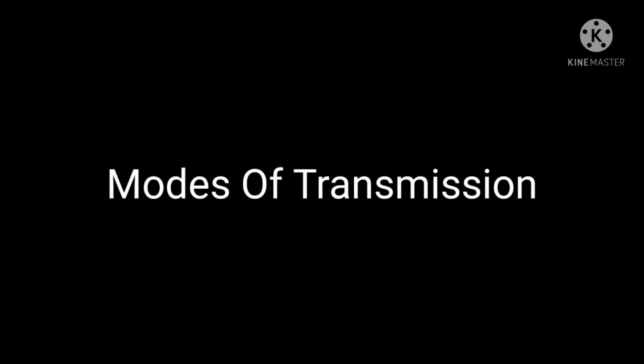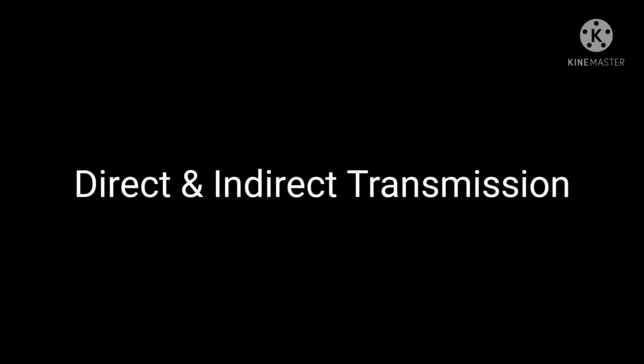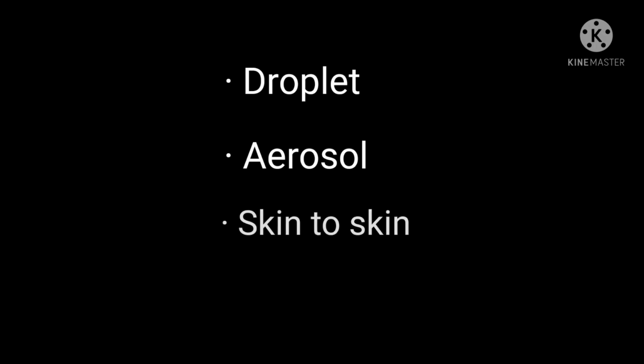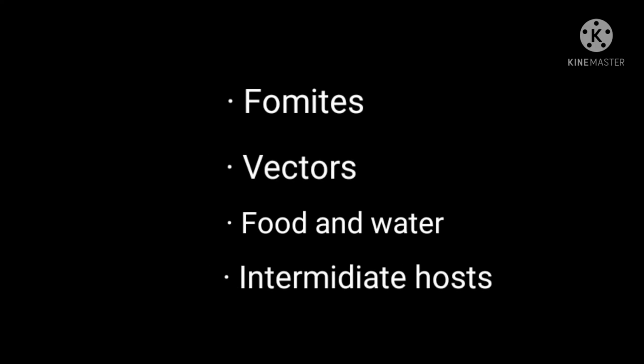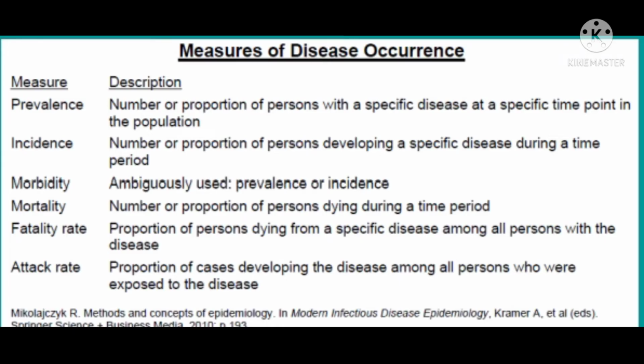Now let's go to the modes of transmissions. The direct and indirect transmission. Direct transmission involves the droplet, aerosol, and skin to skin. In indirect, this includes the fomites, vectors, food and water, and intermediate host. So now these are the measures of disease occurrence.